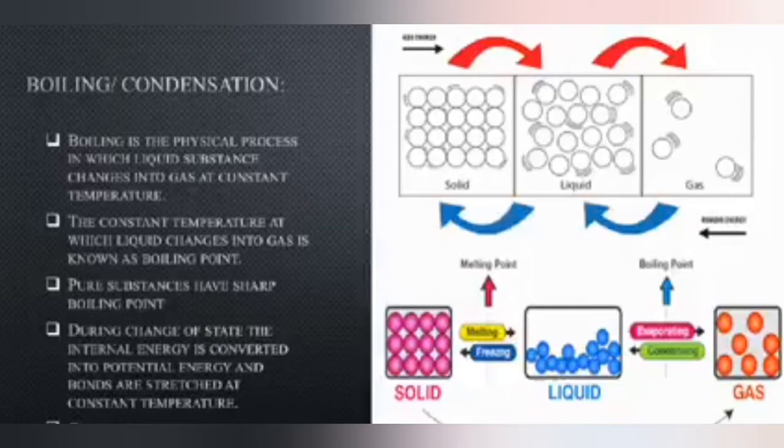Condensation is the reverse of boiling. So if they ask you about condensation, condensation is the process at which a gas substance changes into liquid at constant temperature. Boiling point is the constant temperature. Point in physics generally means temperature. So boiling point is the constant temperature at which a liquid substance changes into gas. And if they are asking about condensation, condensation point कोई term नहीं है. The constant temperature at which gas turns into liquid is also similar to the boiling point.